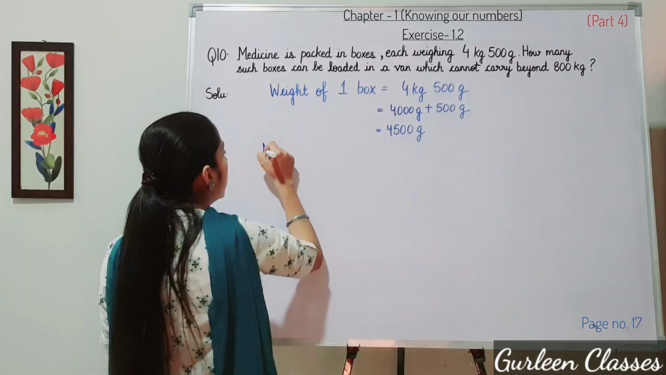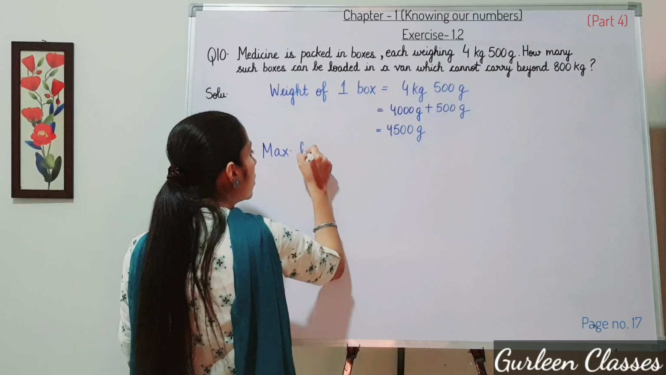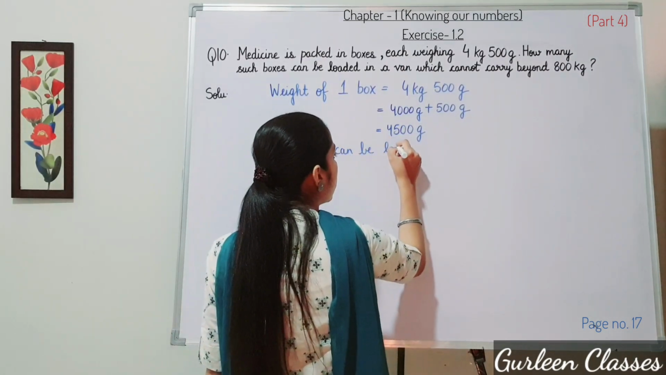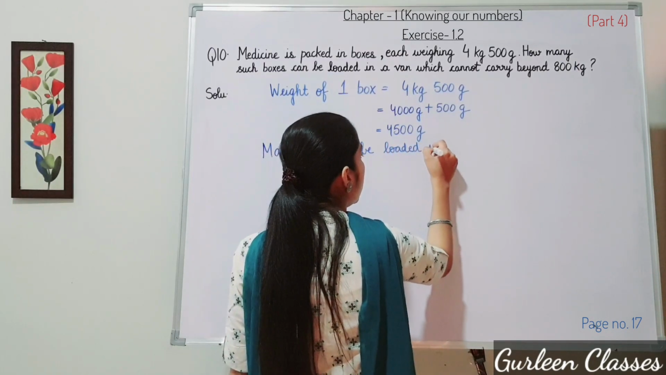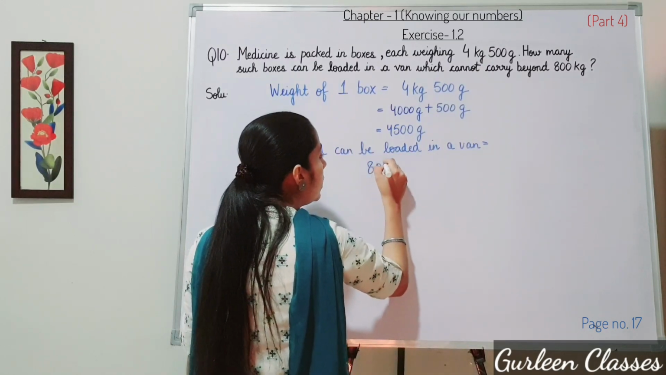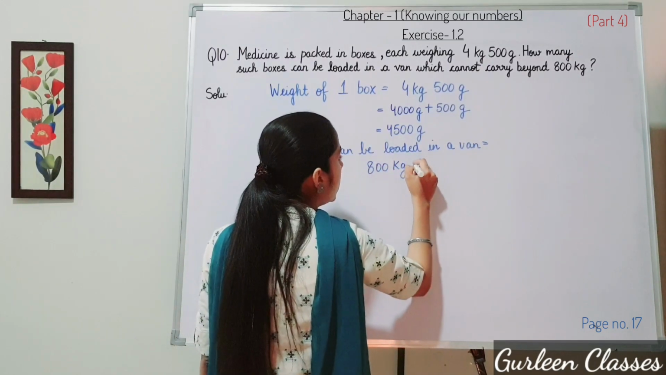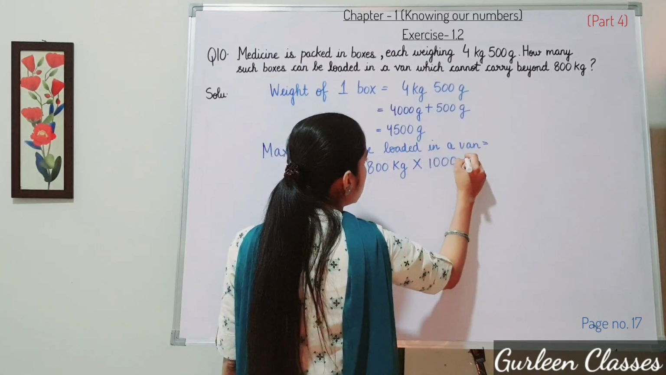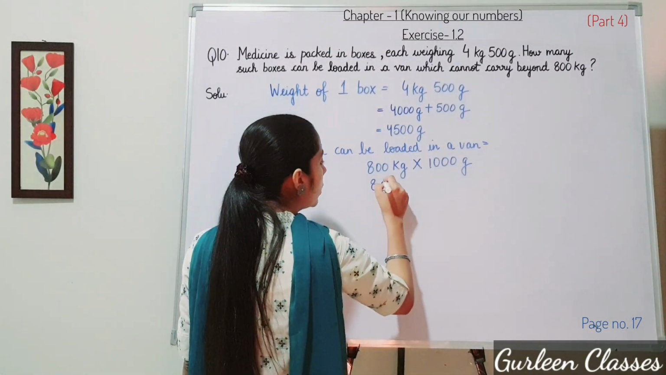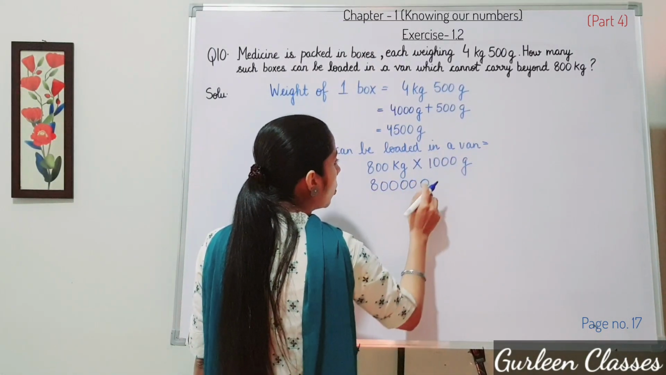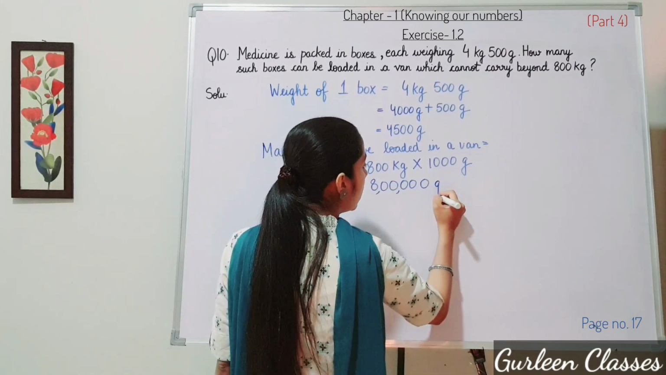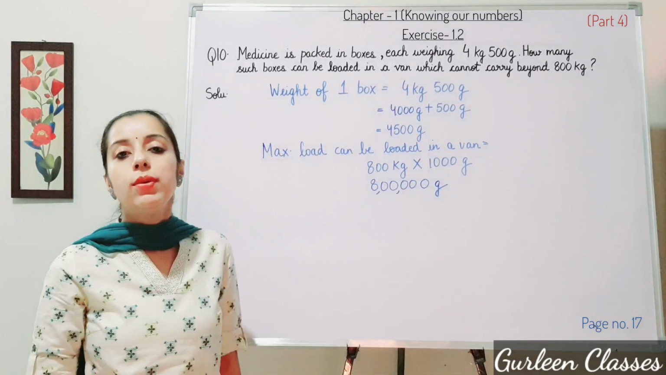Now the second part: how many such boxes can be loaded in a van? So the maximum load that can be loaded in a van is 800 kg. So multiply it by 1000 as 1 kg is equal to 1000 gram. So it will be 8, 2 times 0 and 3 times 0: 1s, 10s, 100, 1000, 10,000, lakh. 8 lakh gram. So now we have to find out the number of boxes.